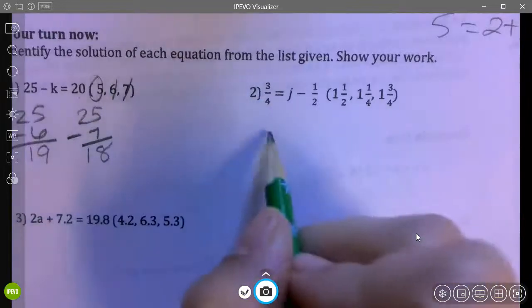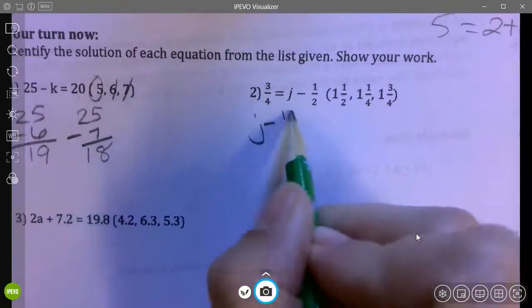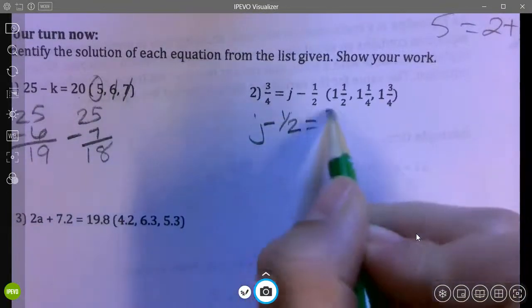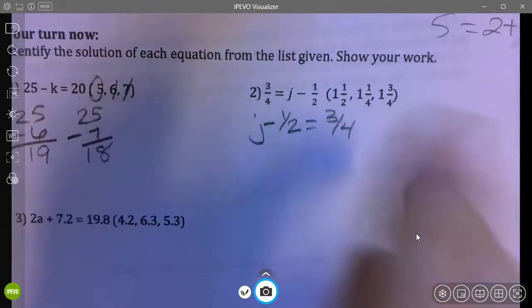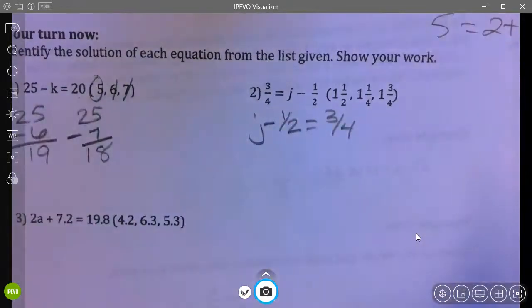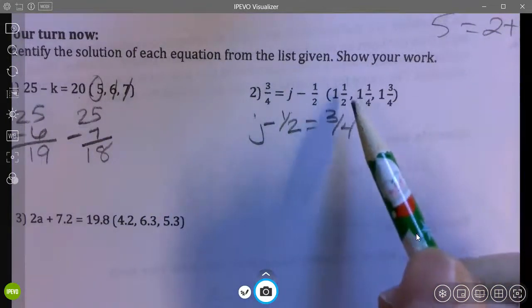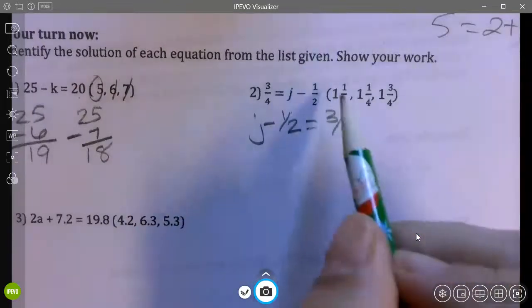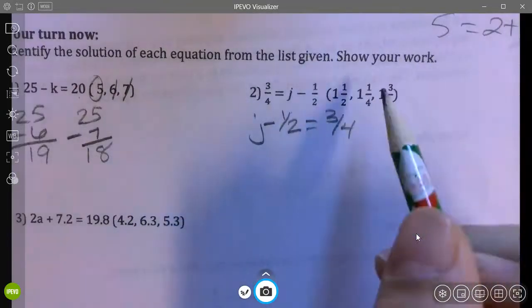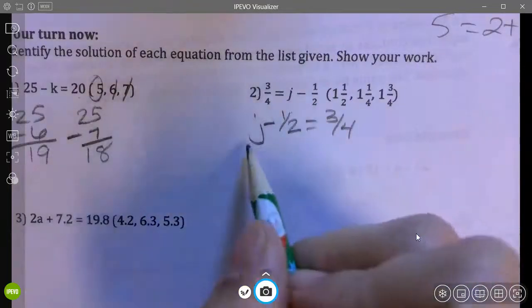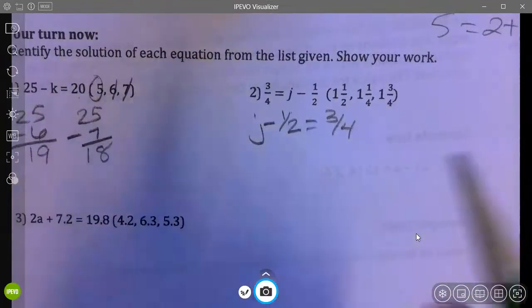If you're not comfortable with it this way, you can rewrite it and switch the terms on the other side of the equal sign. It's not a big deal. So now you would have to substitute in your 1/2 and your 1/4 and your 1/3 in with J to see which one is true.